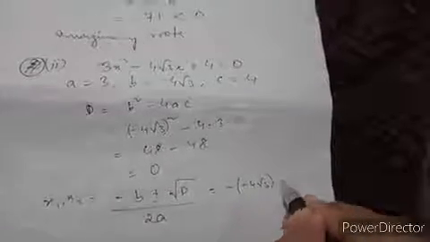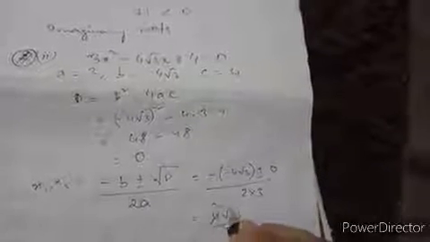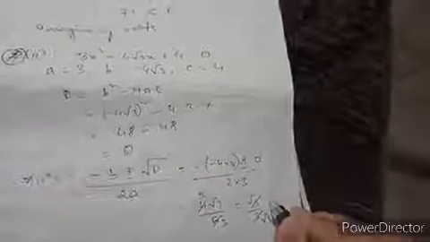D value is what? B square minus 4ac, or you can write d, your choice. Two into 3, that is 4 root 3 by 6. So you have root 3 by 3, or this root 3 can cancel, and therefore one root value is coming 1 by root 3, and the second root will also have the same value. Why? Because d is equal to 0.